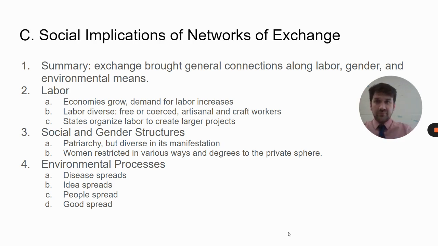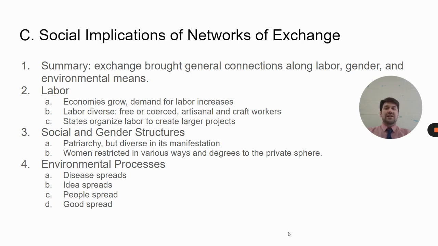Okay? So as these economies grow, the need for people to make stuff grows as well. And the way that labor is characterized by people also expands, right? So you have free labor and coerced labor, and both those systems grow depending on what's necessary. You have artisanal labor of people making refined goods and craft workers, these are tradesmen and things like that. The state also uses its centralizing authority to conduct large labor projects like monumental art and architecture.